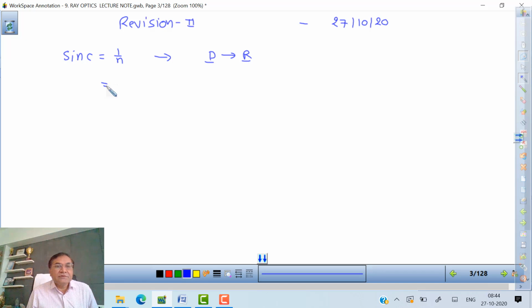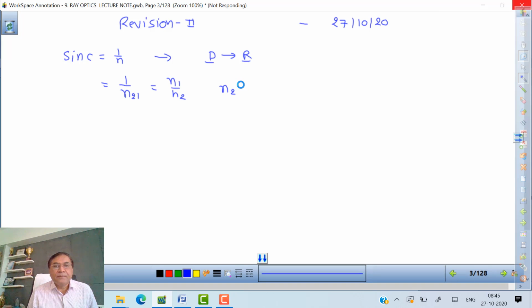And if the outside is not the vacuum, then you have to use relative refractive index. So n to 1. So this is n1 upon n2, where n2 is greater than n1.